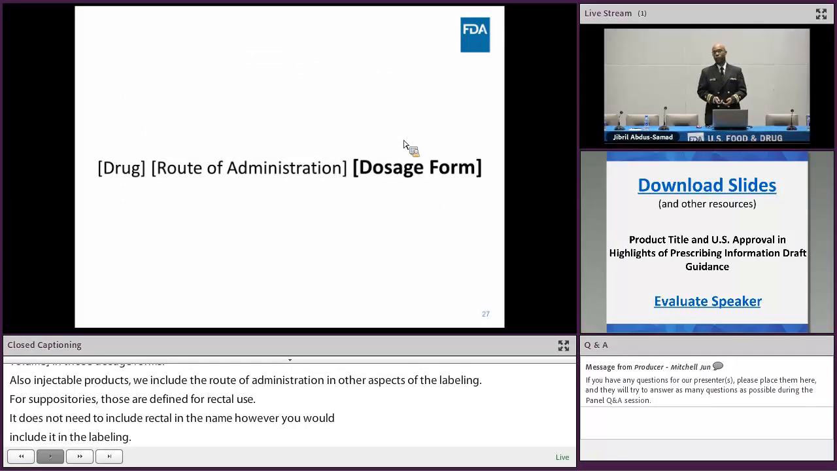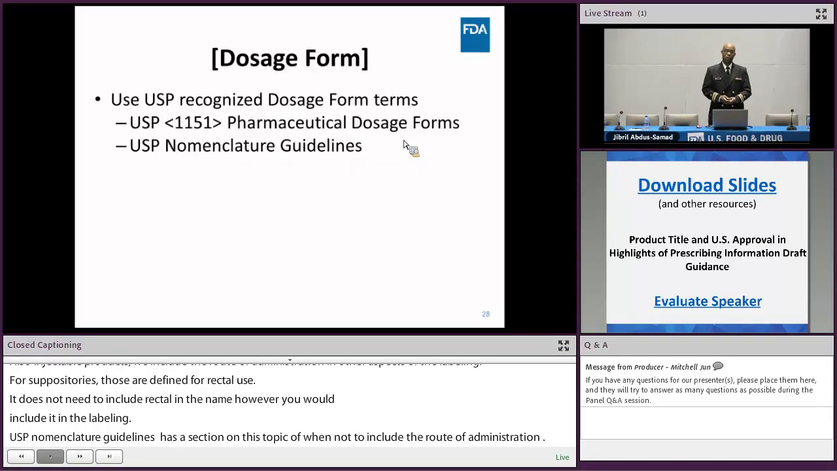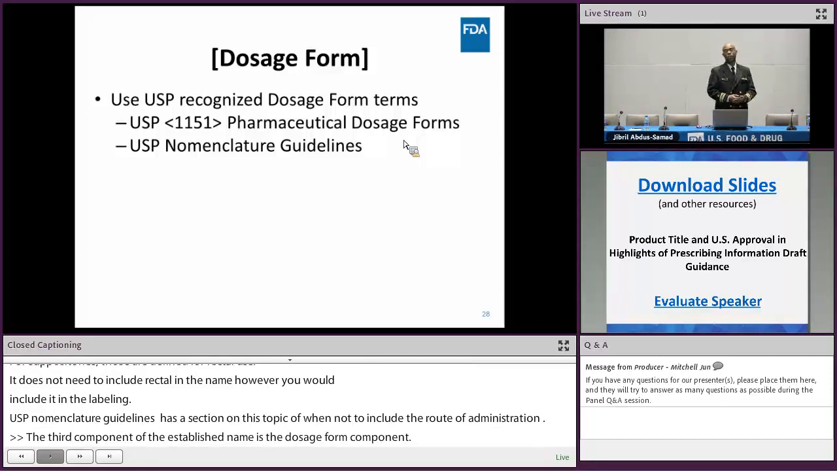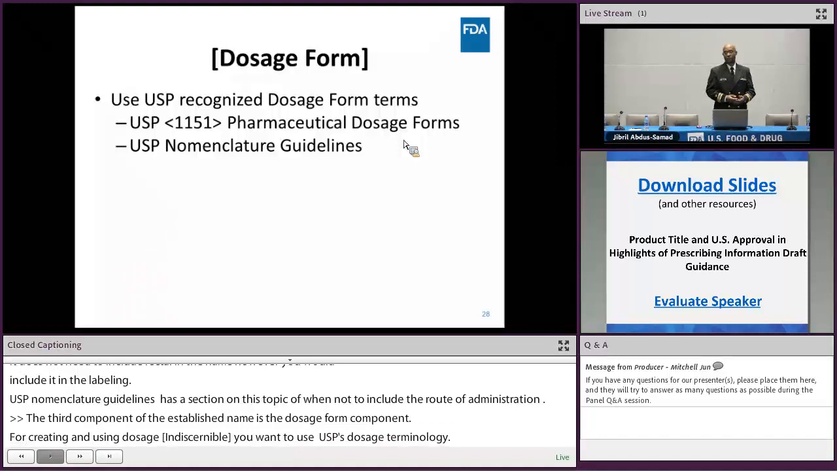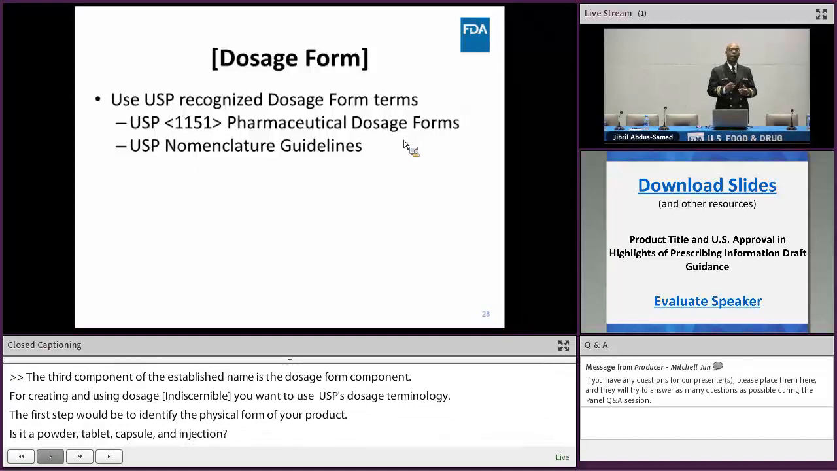The third component of the established name is the dosage form component. For using dosage form terminology for your product, you want to use USP's dosage form terminology. The first step would be to identify the physical form of your product. Is it a powder? Is it a tablet? Is it a capsule? Is it an injection? Is it a solution?